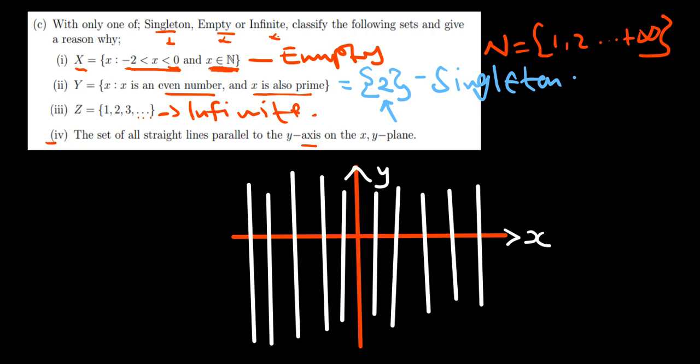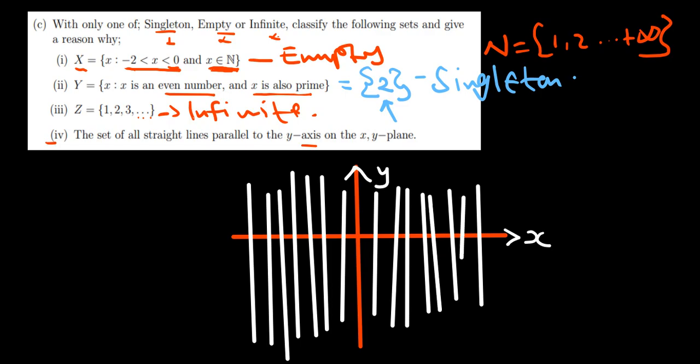So we see that there's an infinite number of lines that will be parallel to this y-axis. How can we consider that set? That set will just be an infinite set. Why? Because we have a lot of lines that are parallel to the y-axis. So we are going to classify this last set as an infinite set. We've used the set builder notation and the roster form to identify these sets.